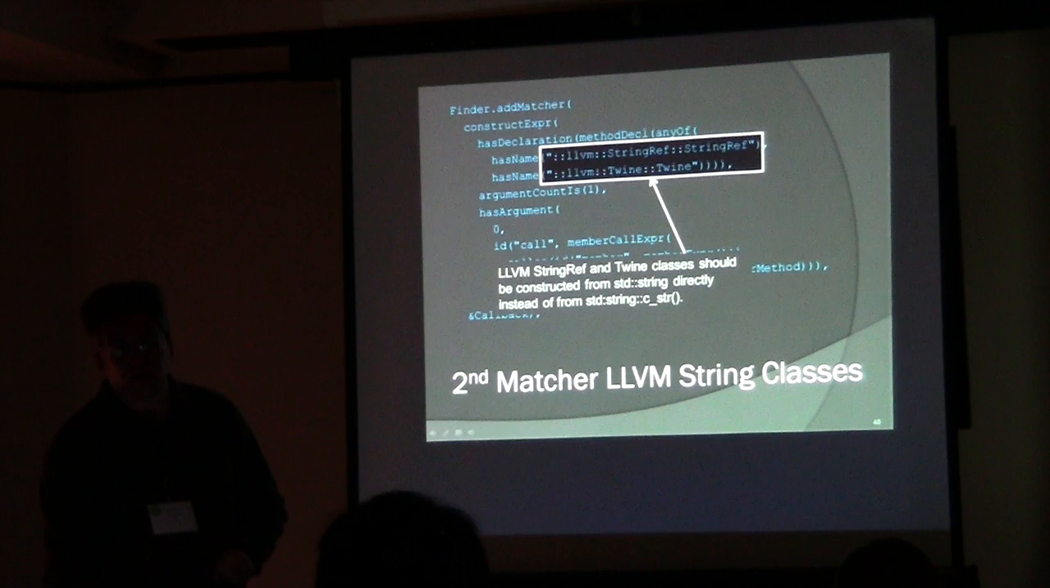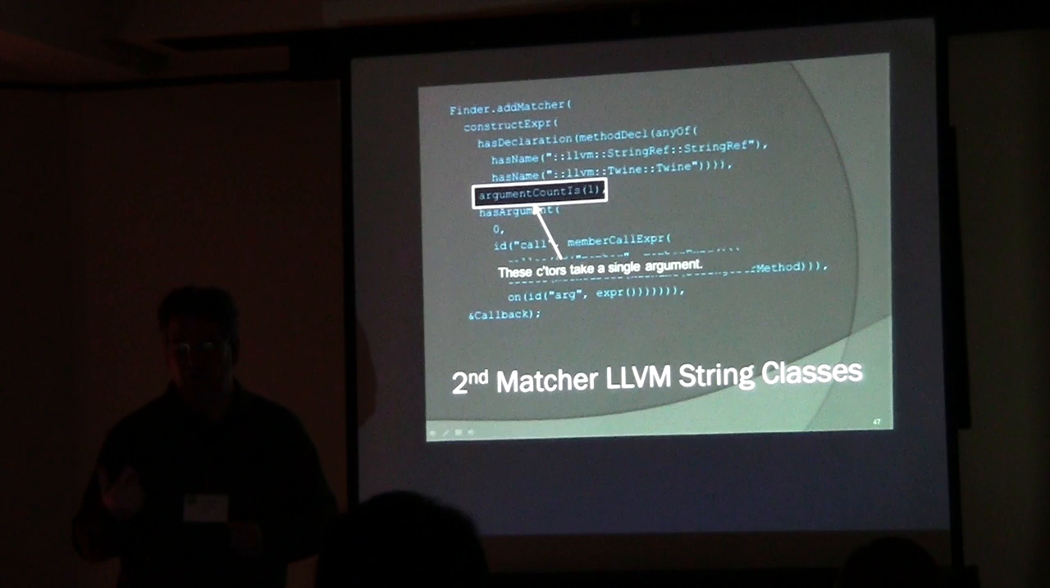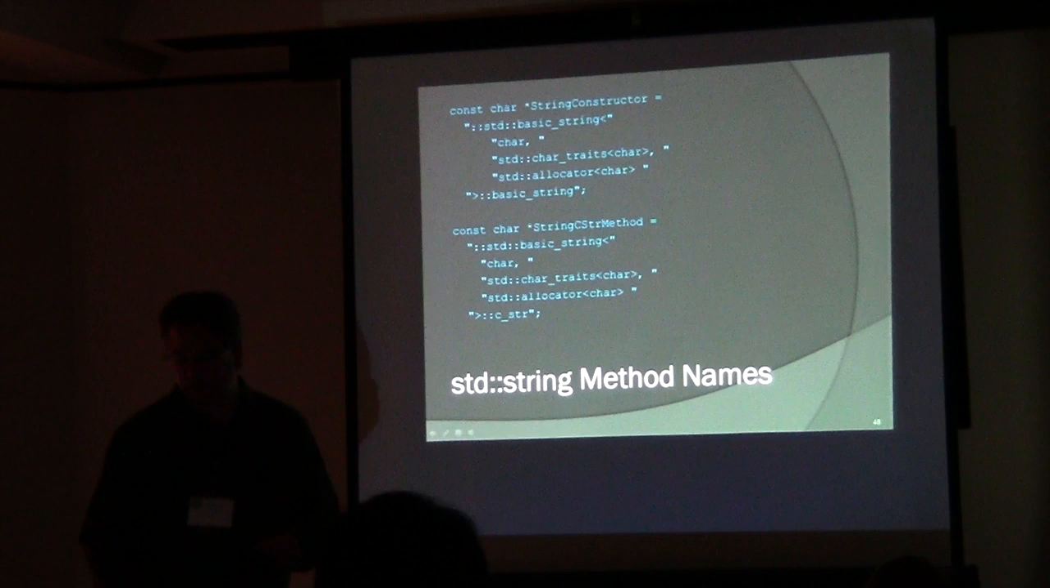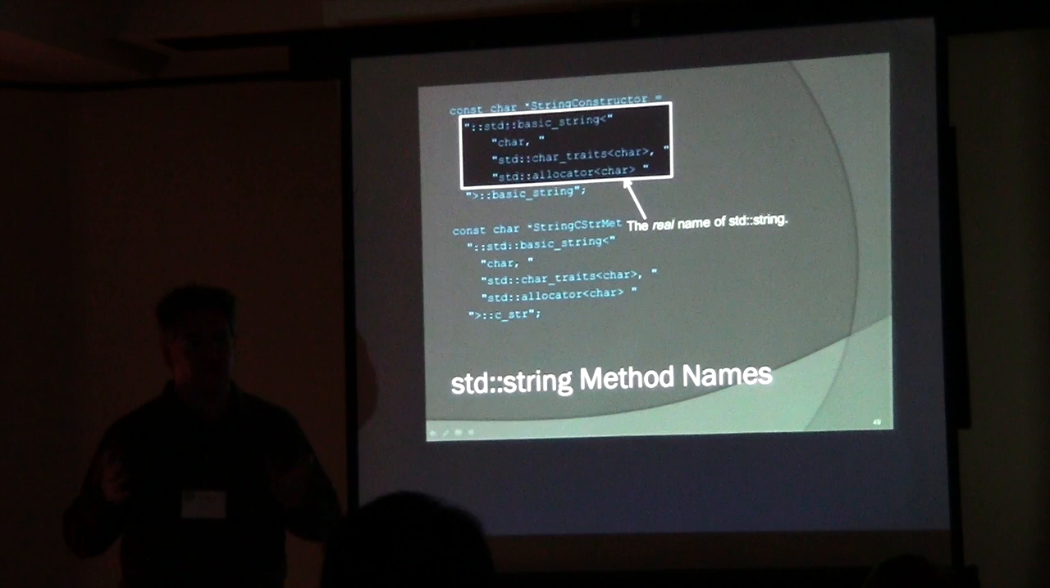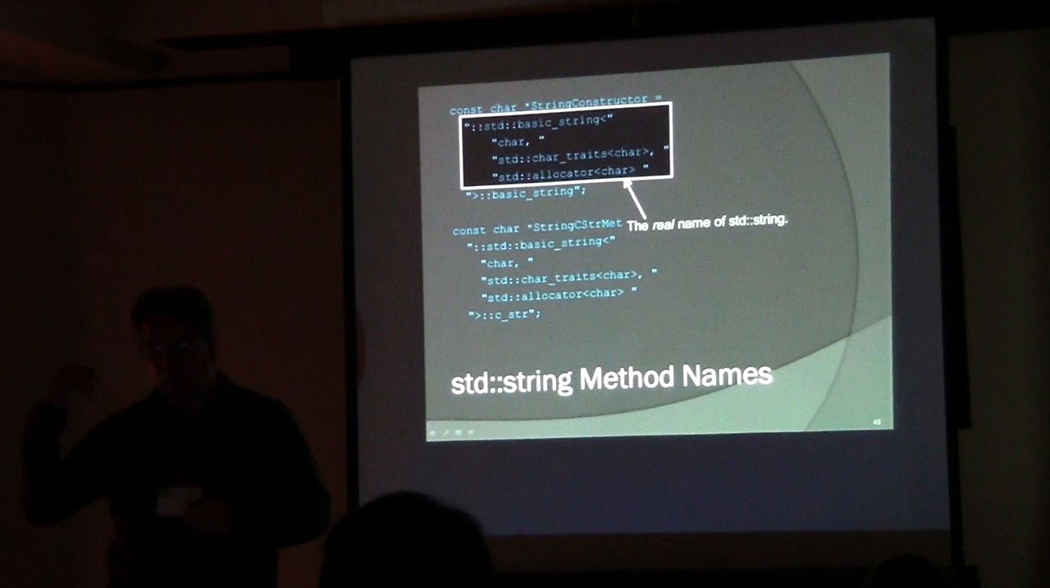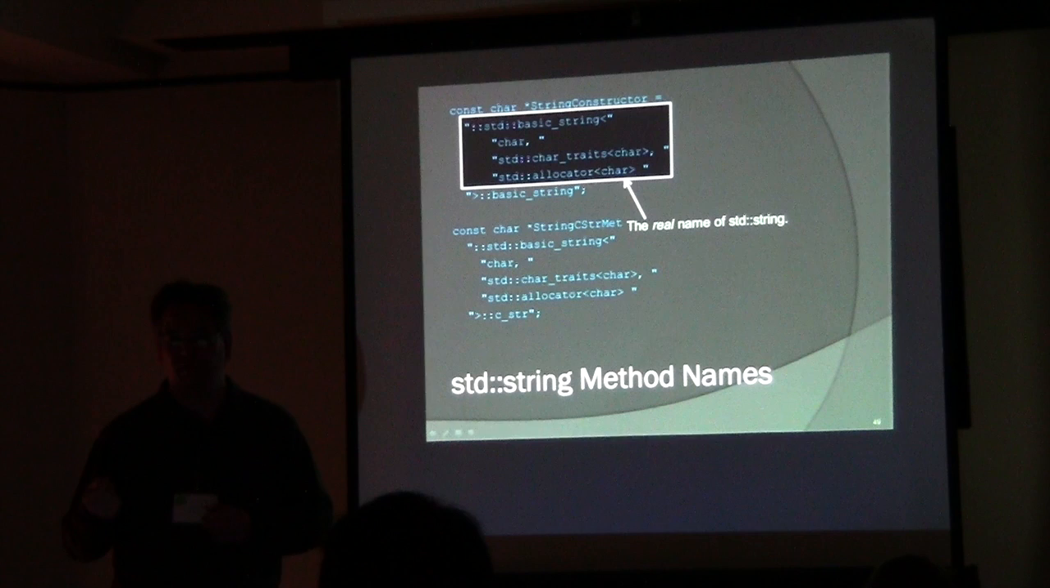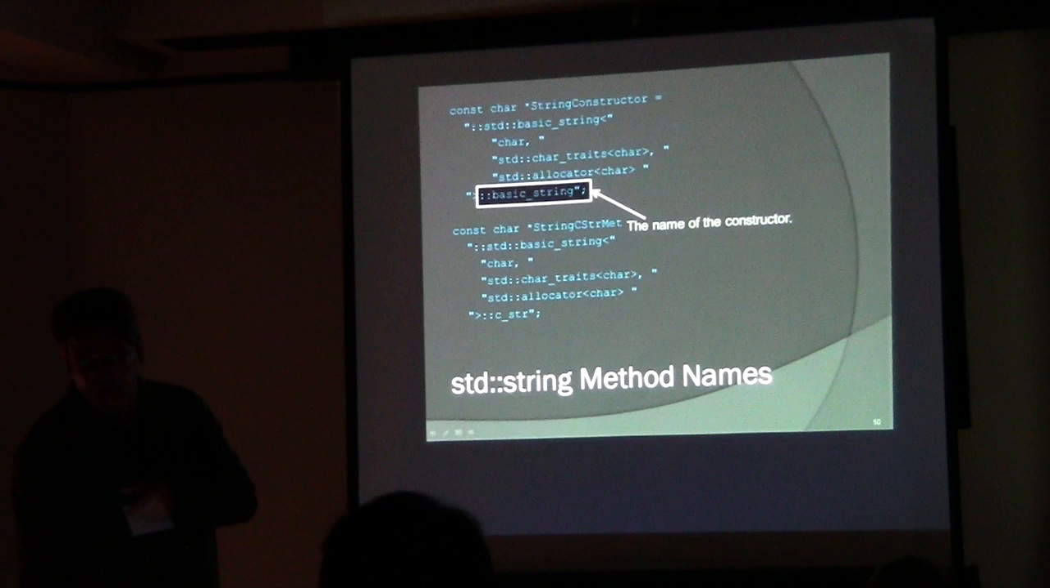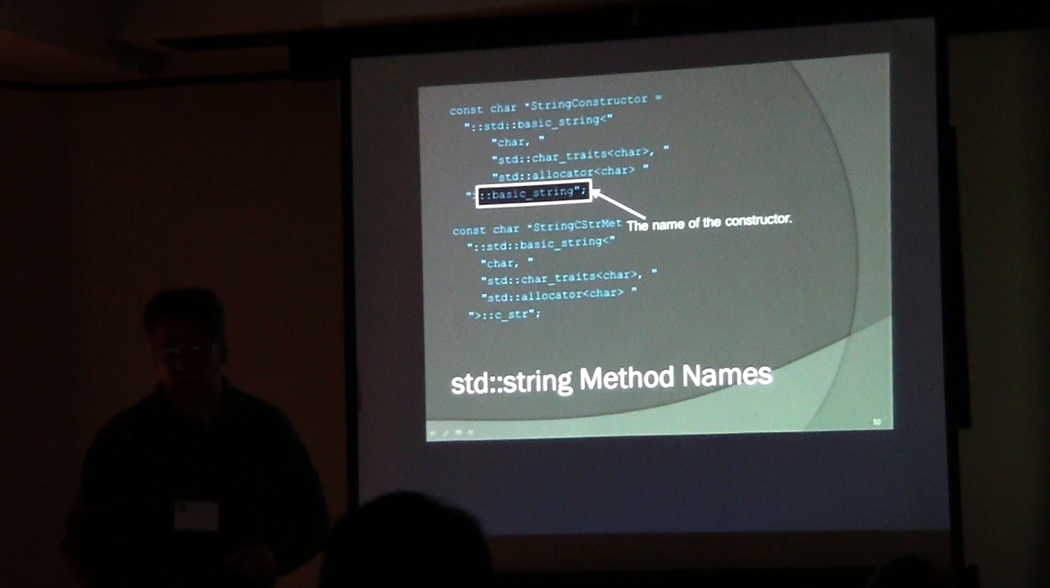And in this case, they don't have that second default argument, so the argument count is only one. And these are the method name constants. Standard string isn't really standard string. It's just a typedef for std::basic_string of char, char_traits of char, and allocator of char. So that's the real name that we have to use when asking, does this constructor have a declaration that matches that? That's the name of standard string, and then the method name is basic_string because it's the constructor of basic_string that we really are interested in.